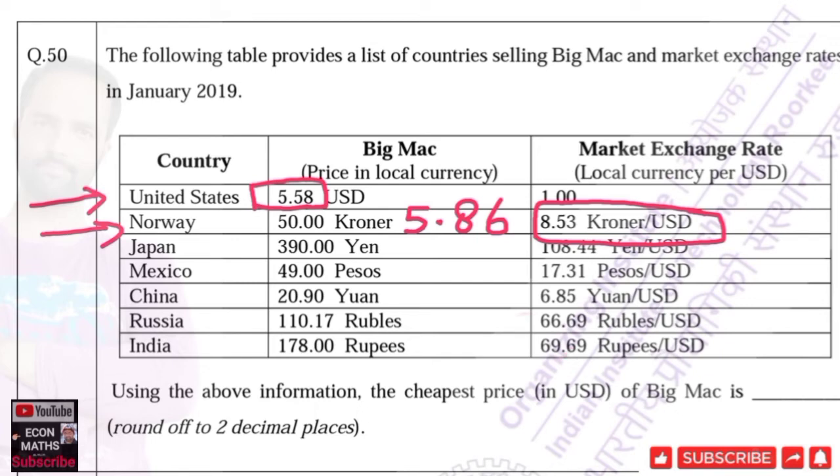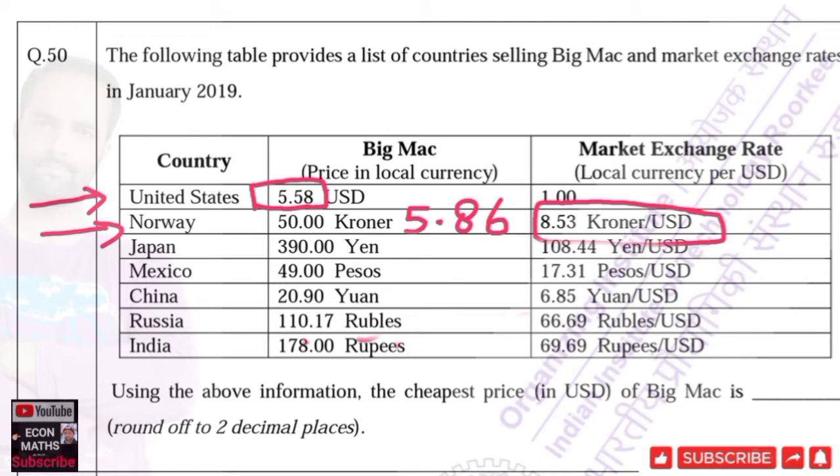Similarly, we can find the price of Big Mac in terms of US dollars. Simply we write the local currency price. Let us say we have Mexico, we write the local currency price, which is 49, and we divide it by the exchange rate between dollar and local currency, which is 17.31. This will give us the price of Big Mac in terms of US dollar. But it is up to you to calculate all this.